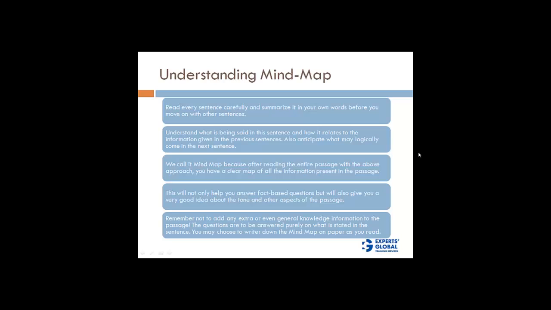Moving on: understand what is being said in the sentence and how it relates to the information given in the previous sentences. Also anticipate what might logically come in the next sentence. The passage is going to have a particular argument, one particular flow of information. So a previous sentence is going to be related to the next sentence, and the next sentence after that is also going to be related to its previous sentence. There is a particular flow in which all this information will be presented, and a very good way of understanding the passage is to understand how all these segments are related.